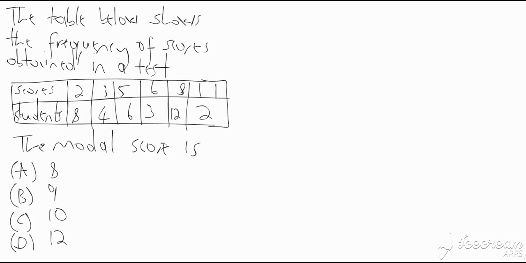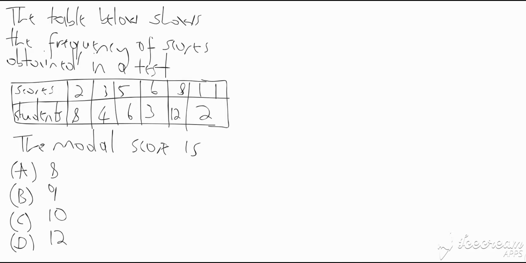Alright, here we go again. The table below shows the frequency of scores obtained in a test. And inside of my table, we have scores and then we have students. Let us analyze the table before we get to the question. The scores that we got here are 2, 3, 5, 6, 8, and 11. Those are the scores that were obtained in the exam.